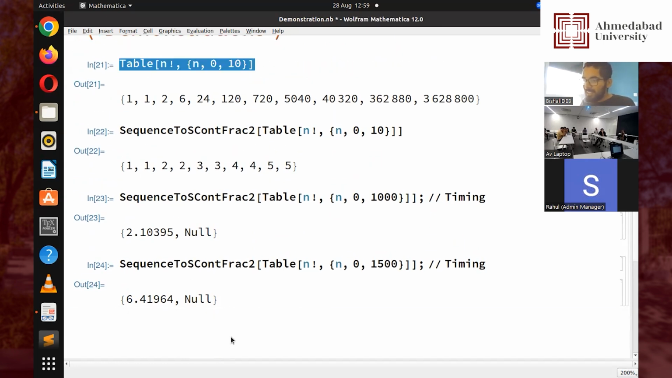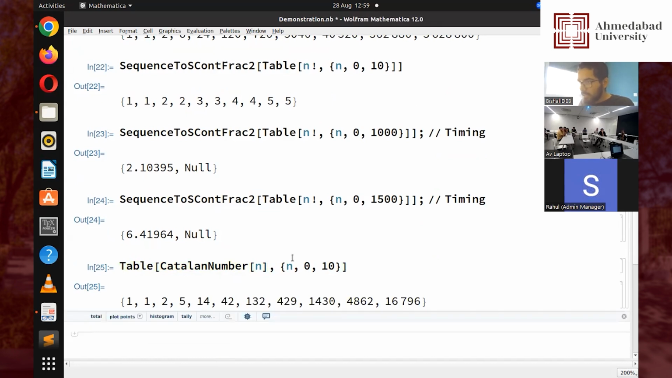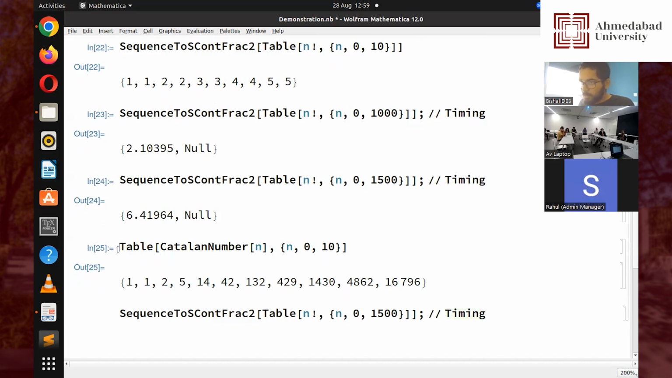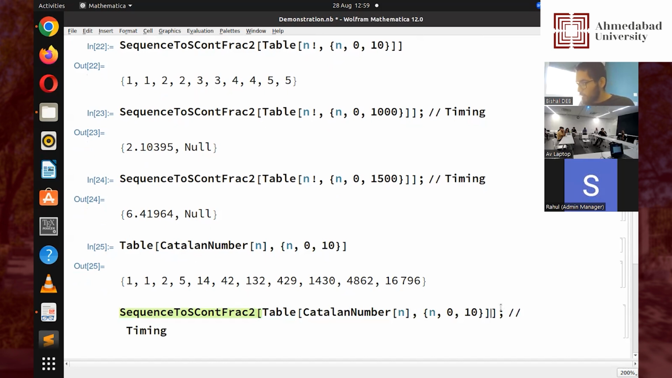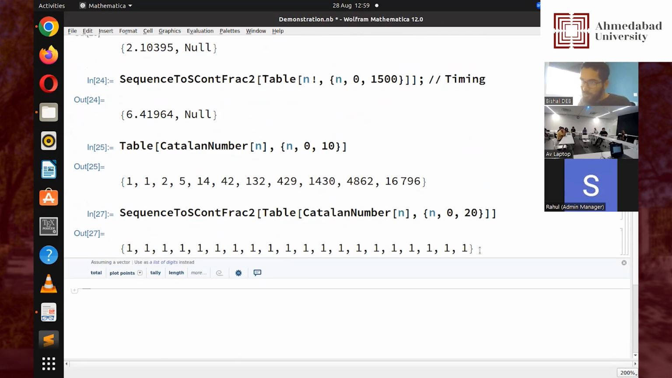Let's do Catalan numbers. So these are the Catalan numbers. I have this code, sequence to S-contract, which is Euler's algorithm, which Euler was doing by hand. And as I said, for the Catalan numbers it's 1, 1, 1, 1, 1, 1, 1. If you think I'm cheating, I can compute the first 20 and it's still 1, 1, 1, 1, 1, 1, 1. Of course, at this point you stare at it and you guess a formula. And then you try and prove that formula from the first few terms.